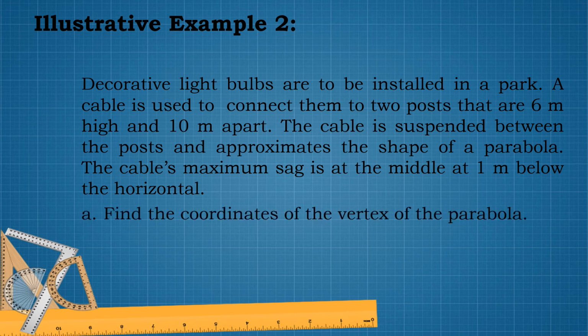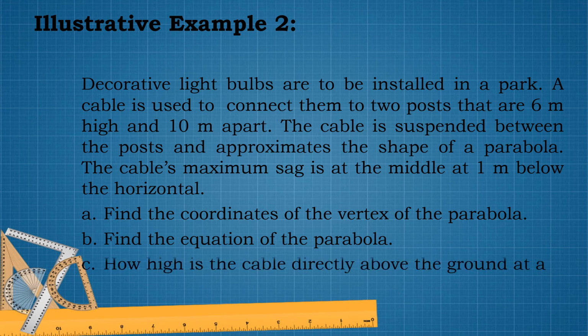So the first thing that you're going to do is answer the following problems. First, find the coordinates of the vertex of the parabola. Second, find the equation of the parabola. And third, how high is the cable directly above the ground at a point 2 meters from the left post? So you need to answer questions A to C.